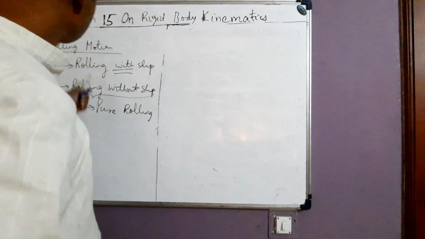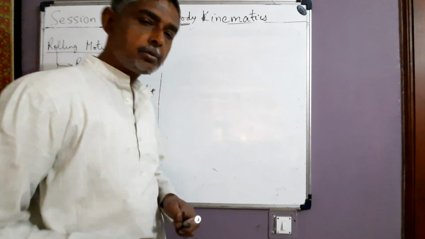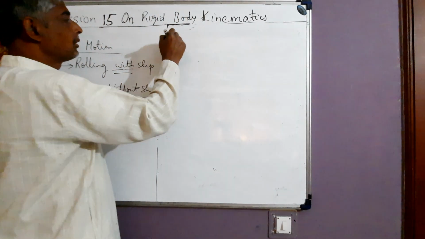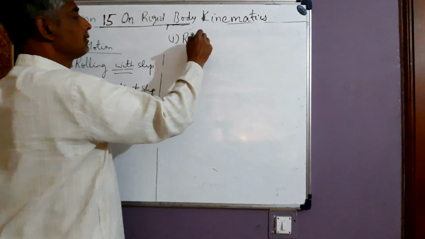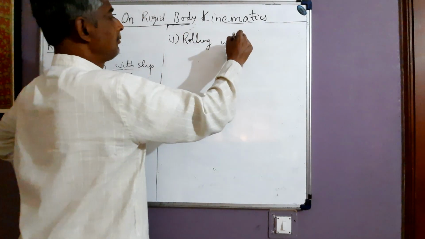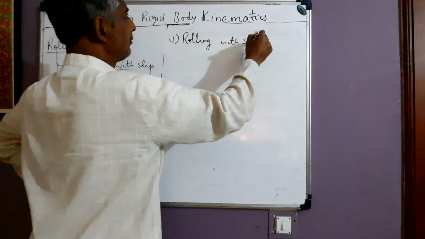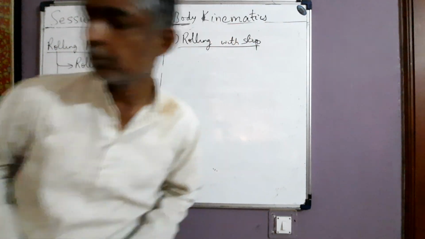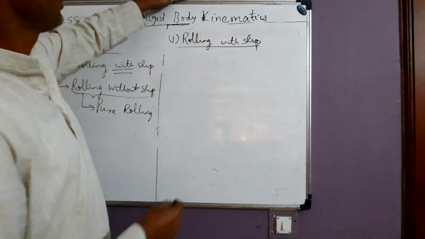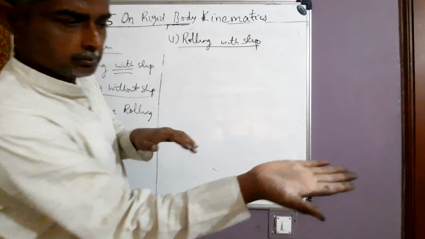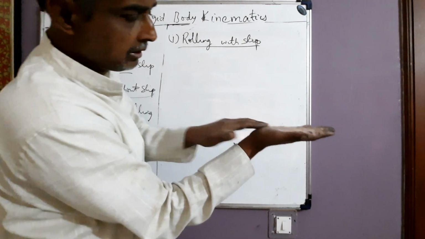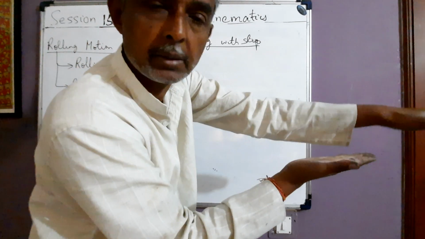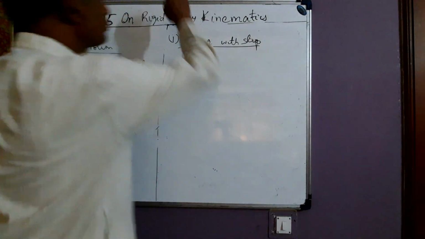Now, we take the case of rolling with slip and rolling without slip. So first we take the first case of rolling with slip. You are familiar with the word slipping. Simply, this is one body, this is another body, going like this. This is slipping over this. So rolling with slip.